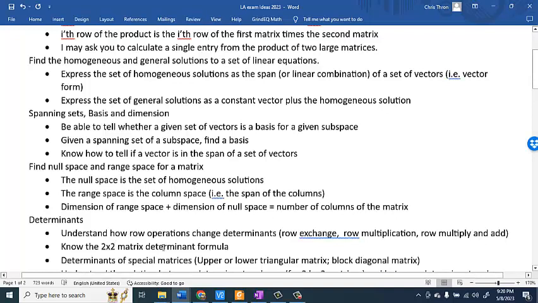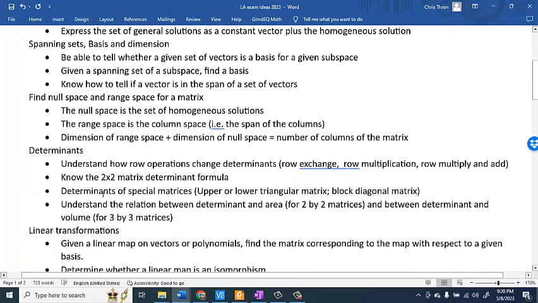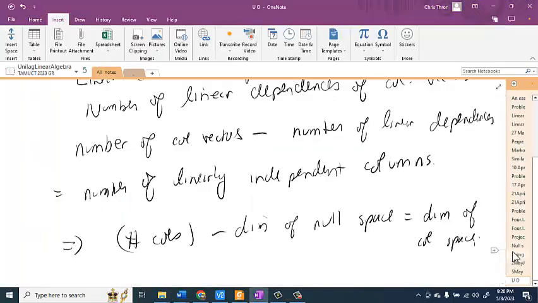You should know the 2 by 2 matrix determinant formula. I would not memorize the 3 by 3; I don't know the 3 by 3 determinant formula. It's one of those peculiarities. You should also know how to find the determinant of special matrices. If you have an upper or lower triangular matrix that has all zeros below or all zeros above the diagonal, then the determinant is the product of the diagonal entries. Or you can have a block diagonal matrix. I had an example up here that I wrote out.